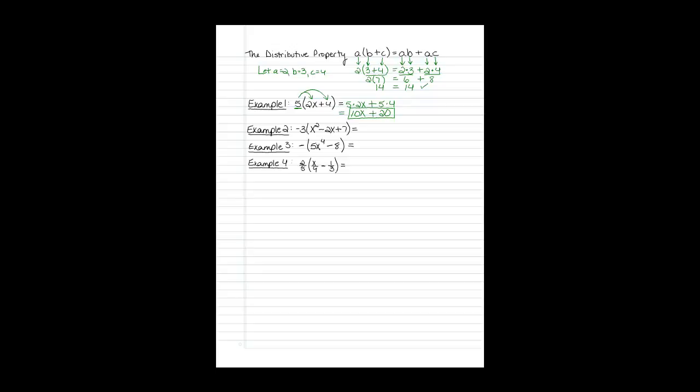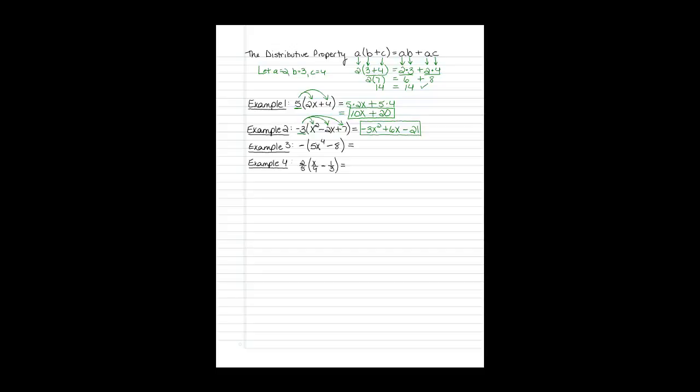Example 2, we have negative 3 times x squared minus 2x plus 7. We're going to do the exact same thing. We're going to take the number that is outside the parentheses and distribute it, multiply it through to every single term on the inside. So here we have negative 3 times x squared, that's negative 3x squared. Negative 3 times negative 2x. Negative times a negative is a positive, so it's going to be plus 6x. Negative 3 times 7, minus 21. And there it is.